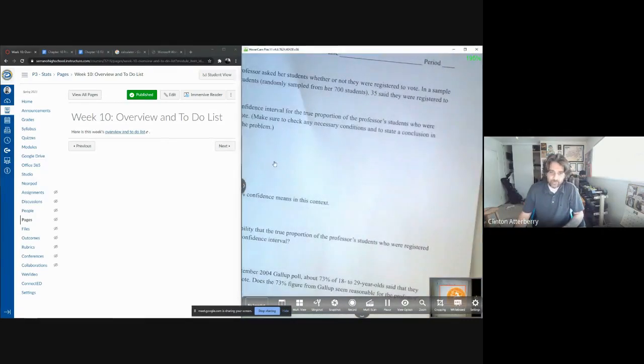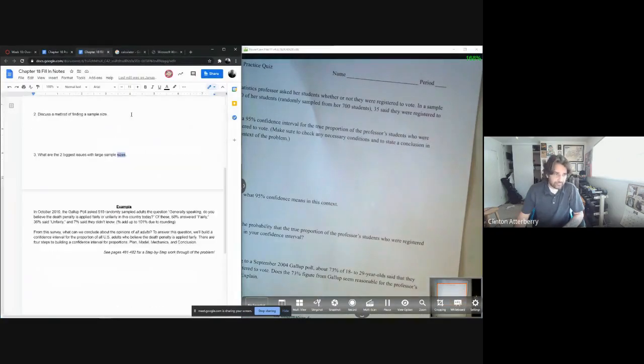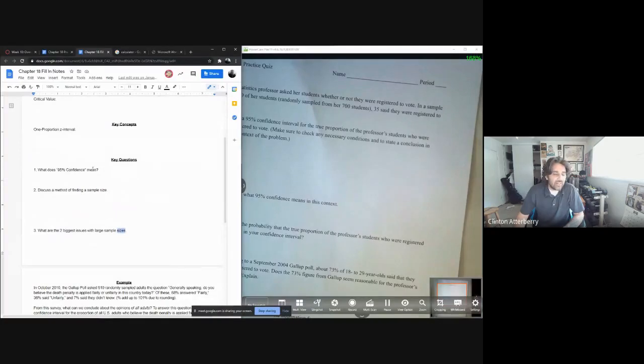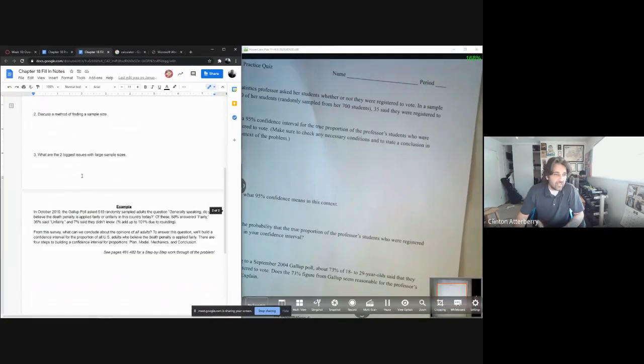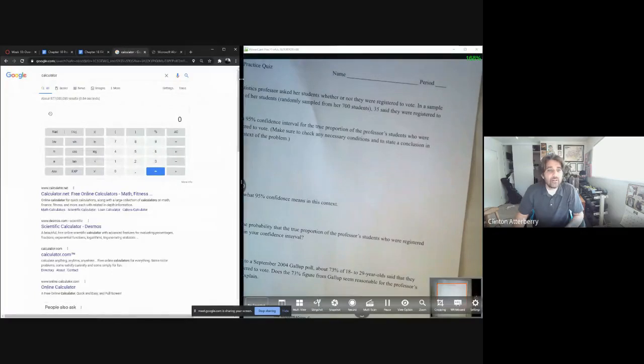Hopefully you guys had a chance to go through the book, go through the notes, right? All these terms you should know. You should understand what 95% confidence means. You should go through all this stuff. There was an example on page 481, 482. They walk through this step by step. Since no one asked me questions on it, I'm assuming you guys are rock solid on it. So we'll move on to the practice quiz. You will need a calculator for this, though.